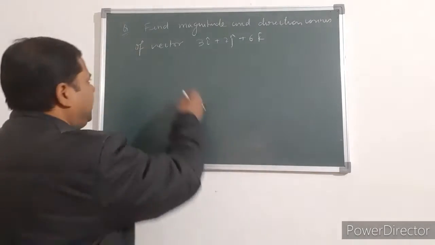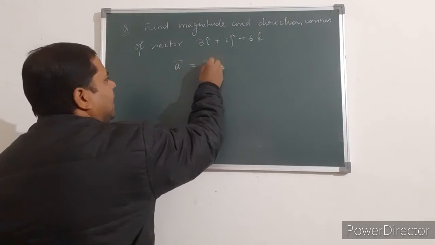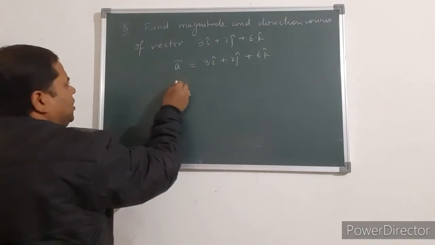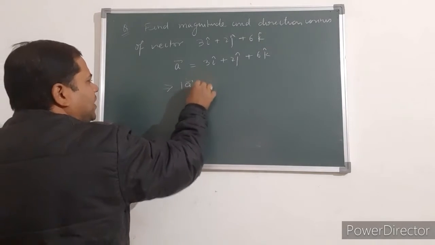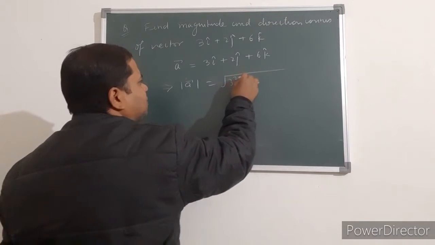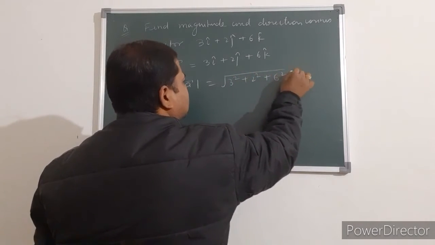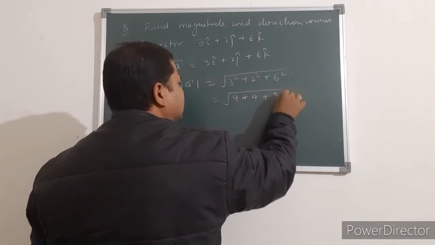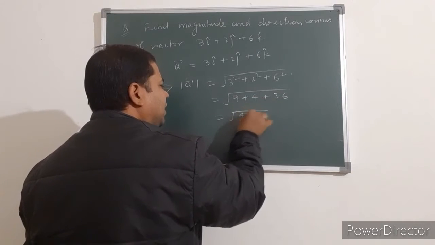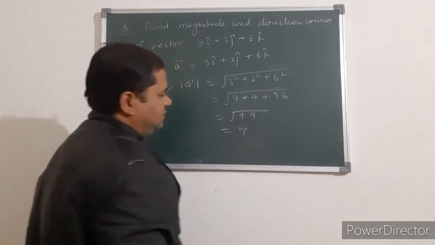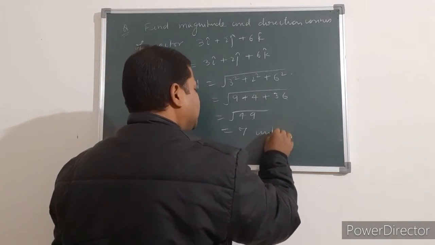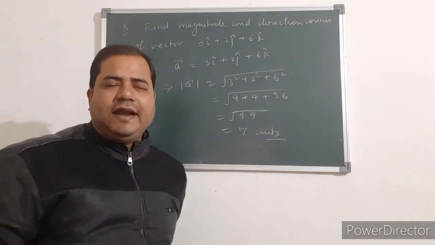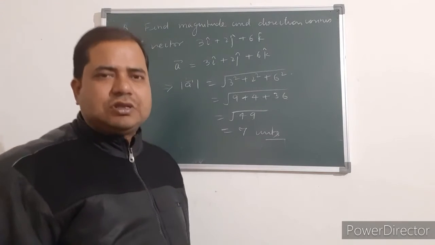Suppose this vector is A, 3i cap plus 2j cap plus 6k cap. Then simply you find the magnitude. Magnitude is square root of 3 square plus 2 square plus 6 square, which is 9 plus 4 plus 36, that is 49, and this is 7 units. So magnitude is 7 units. This is easy. But we also need to find direction cosines.